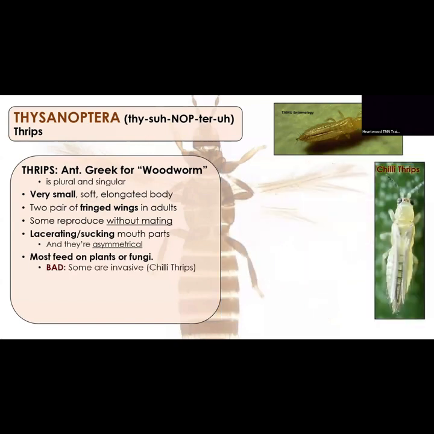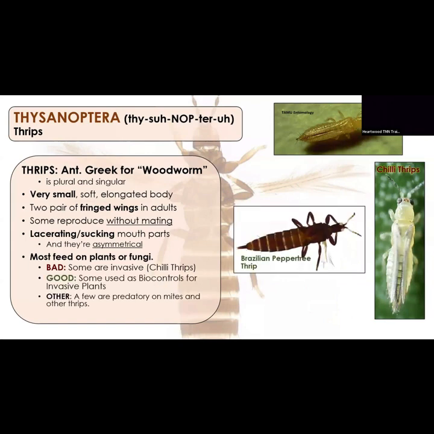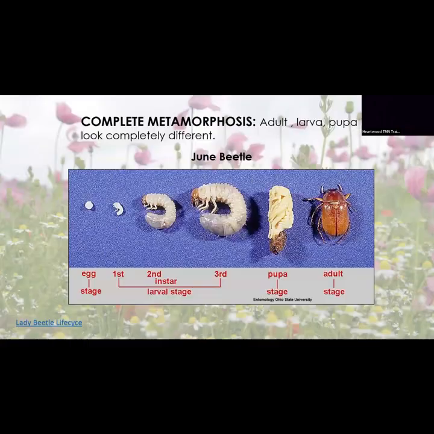Most of them feed on plants and fungi. Some are bad, like chili thrips, invasive, boo, they kill chili pepper plants. Some are good. They're used as biocontrols. I'm actually involved in a wildlife management area down in Port Aransas where they're doing Brazilian pepper tree thrip releases. And it's showing to be effective. So insects, this pretty much sums up insects. They are good, bad, and other. They do a lot of things, but sometimes what's bad for one, we can utilize to our benefit, just by understanding their lifestyle.